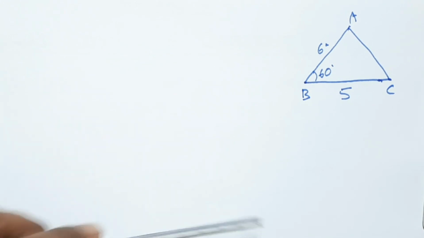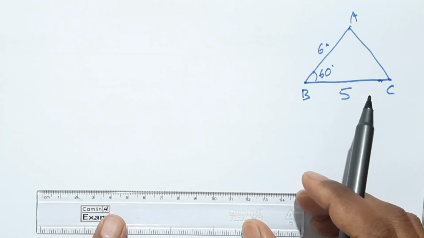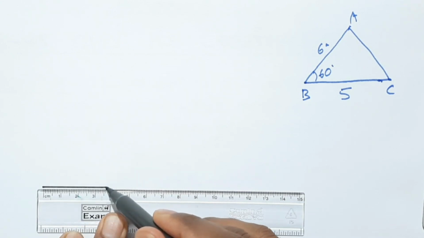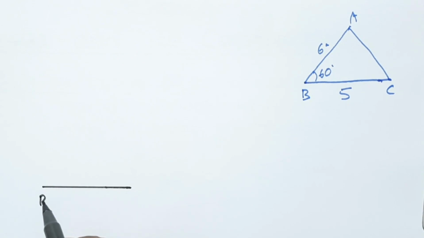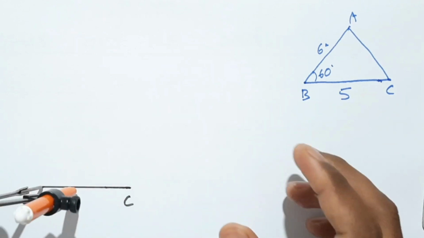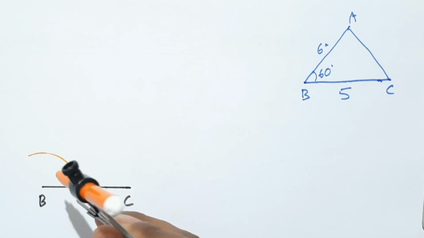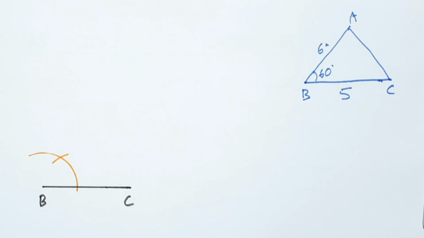So first we are going to draw a base BC as 5 centimeter. Okay, so this is base BC. Now we have to construct an angle 60 degree from B. For which first we will make a semicircular arc. Now putting the compass here, we will get our 60 degree angle.